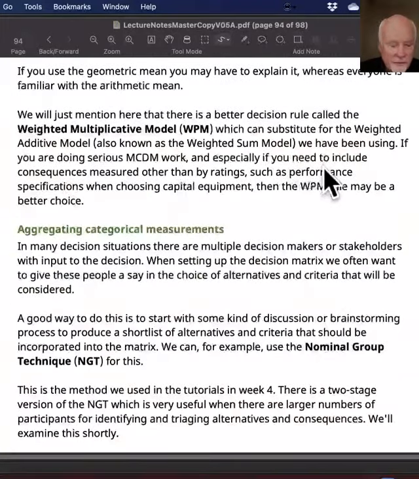I'll mention one other thing here. All along here, we've been talking about the weighted additive model, or weighted sum model, as it's sometimes called. There is a better decision rule, which is called the weighted multiplicative model. You can Google it if you're interested. It has some advantages. Its main advantage is where you are not just using ratings in your MCDM, but you might say you're looking at purchasing cars for a fleet of cars, and you want to look at things like fuel efficiency and maintenance costs. You can incorporate them into the matrix.